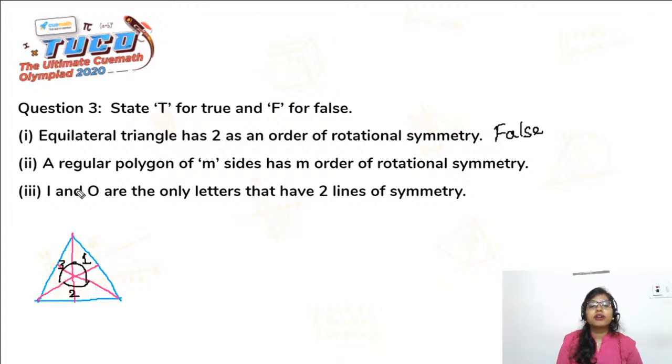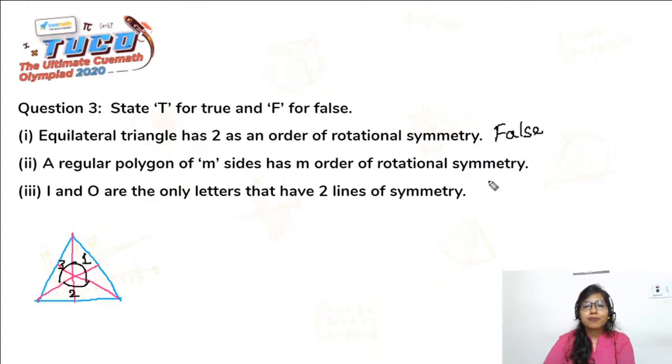Coming to the second one, a regular polygon of m sides has m order of rotational symmetry. We have already done such examples. We took a square. A square has 4 sides and we also checked that when we rotate a square 4 times, we get back the same result. So the order of rotational symmetry for a square is basically nothing but 4, right?